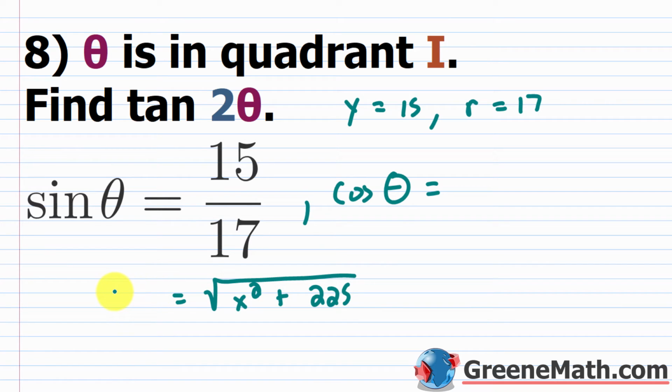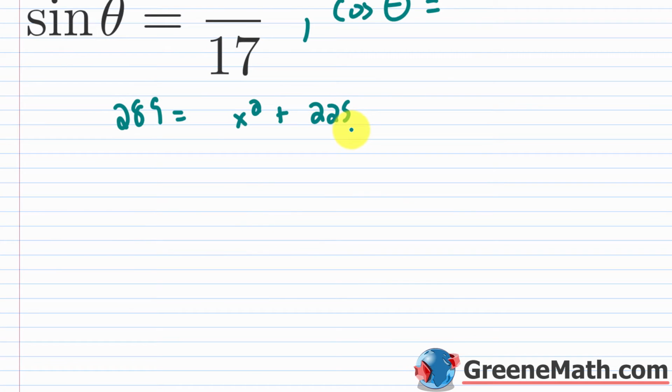So this would be 289 over here. And if I square this side, this would go away. Subtract 225 away from each side. You would end up with 64 is equal to x squared. And again, we're going to be in quadrant 1, so my x values are going to be positive. So I would want the principal square root here, and I would just say that x is equal to 8.